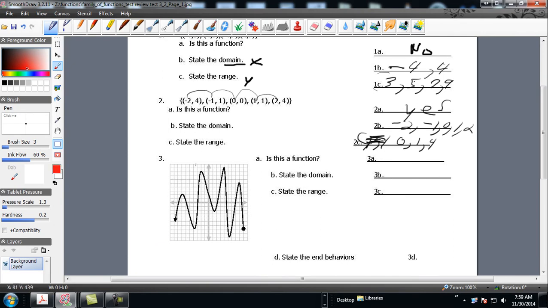Let's switch colors so everybody can see it. Touches once, touches once, touches once, touches once. That line got a little crooked, sorry. But you get the point. So this is a yes. State the domain. The domain is how far left.